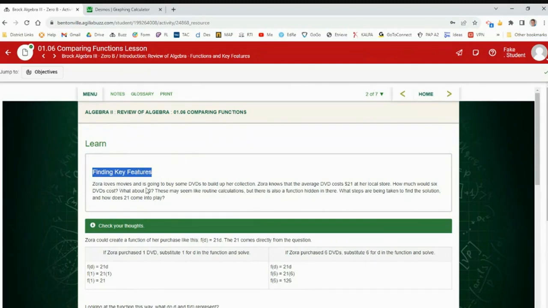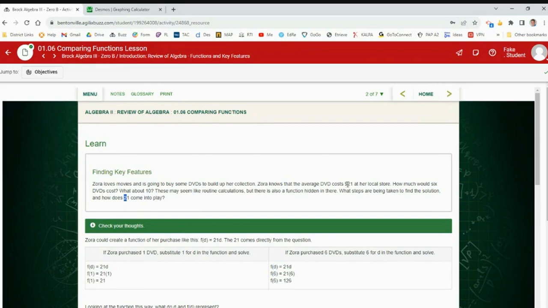So Zora loves movies. Is going to buy some DVDs to build up her collection. She knows the average DVD costs $21 at her local store. How much would 6 cost? How about 10? May seem like routine calculations, but there's also a function hidden in there. What steps are being taken to find the solution? And how does the 21 come into play? Right? So check your thoughts.